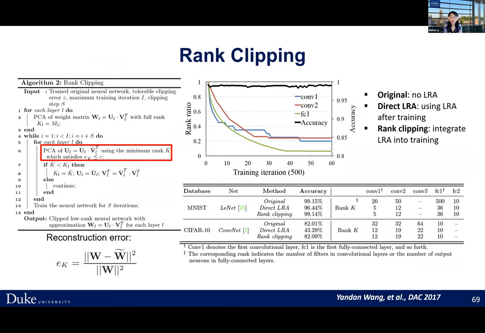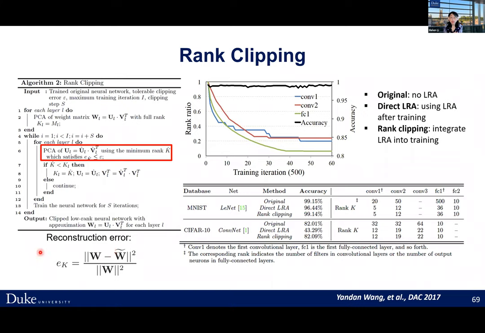Rank clipping actually is a decomposition method, okay. For example, it's used in low rank approximation techniques. What we do is introduce principal component approximation, PCA, into the training process. For each layer, we decompose its matrix into U and V transpose, and reduce its rank to K. In this way, the computation cost can be reduced.